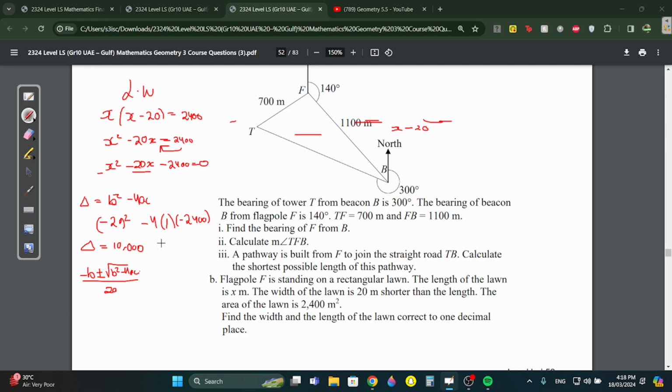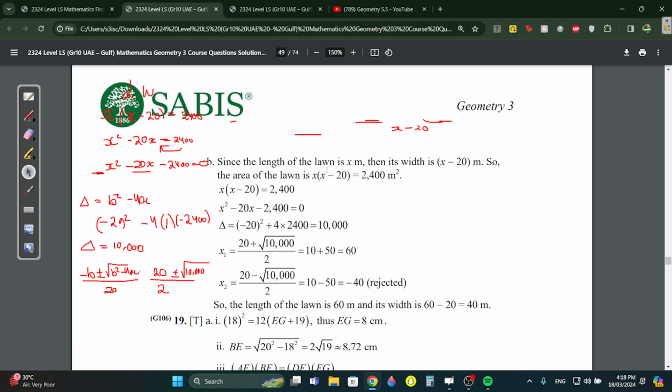Then you do the quadratic equation: minus b plus or minus the radical of b squared minus 4ac, over 2a. Minus b will be 20, plus or minus the radical of our discriminant, 10,000, over 2a, which is 2, because 2 times 1 is 2. You put this on a calculator and you're going to get two solutions: 60 and negative 40.